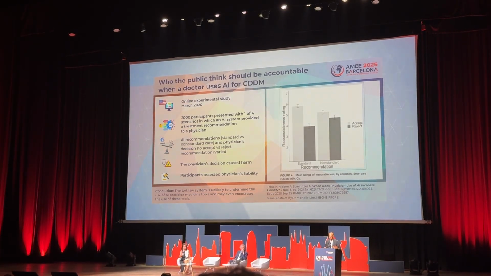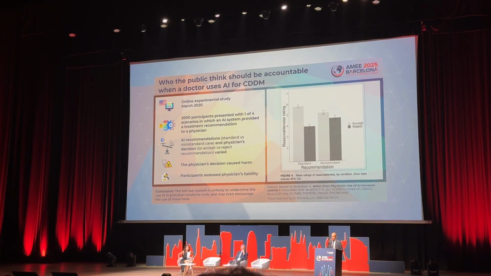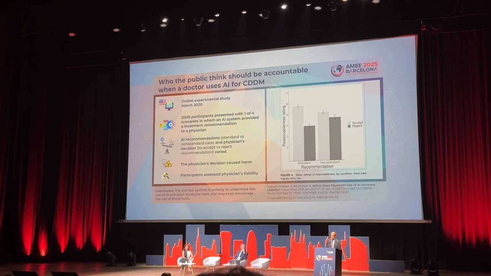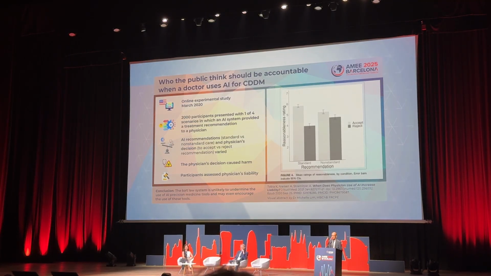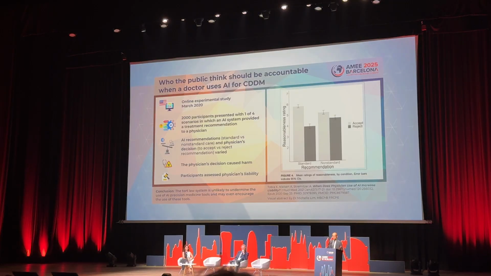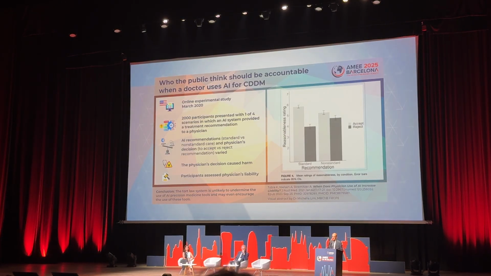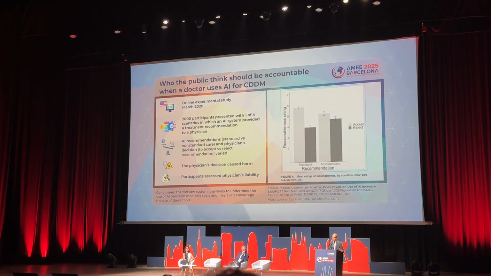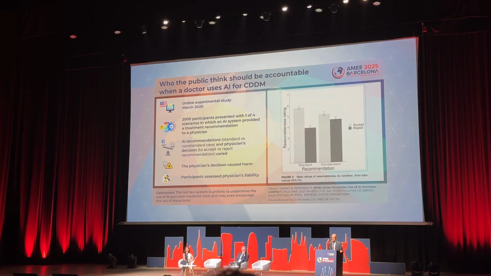So moving on to who the public think is responsible, I think this is really interesting. I've just picked this one study to highlight what might happen if something were to go wrong and the public were asked. This was an online experimental study. It's a US study of 2,000 participants, effectively jurors, or people who could be called up for jury service.